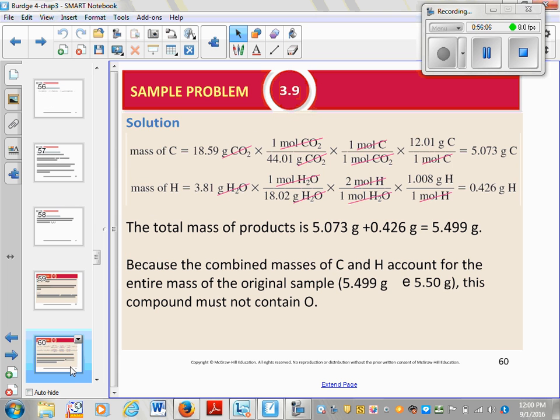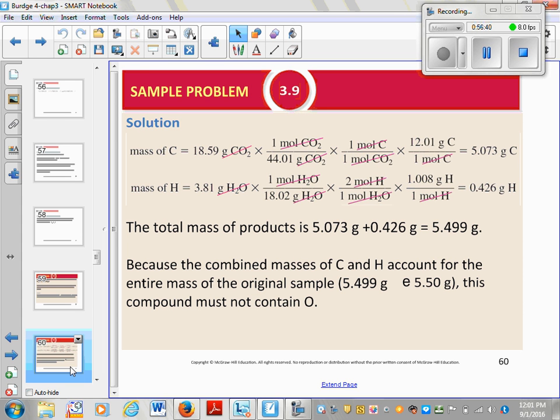So the mass of carbon, again, grams of A to grams of B, divided by the molar mass of A, 1-to-1 carbon for CO2, then multiply by the molar mass of carbon, 5.073 grams of carbon. Do the same thing for water, except remember that there's 2 moles of hydrogen per 1 mole of water, and we end up with 0.426 grams of hydrogen. Add them together, and it's 5.5 grams. We started with 5.5 grams.